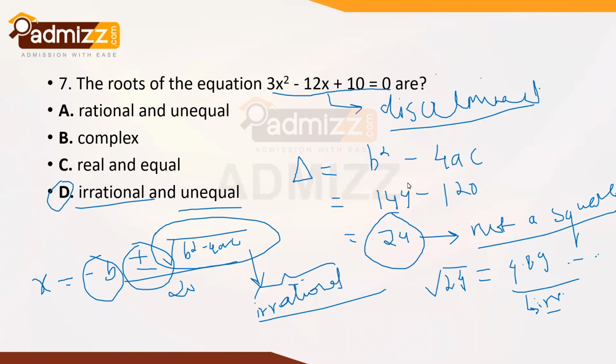For those of you who guessed rational and unequal, you were right about the second part, that they are unequal. But the solution is not rational because the square root of 24 comes in the solution. Is this clear to everyone?